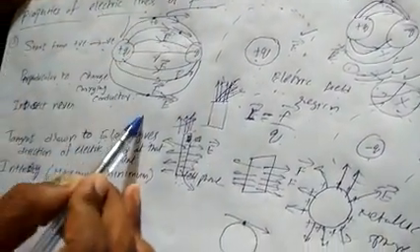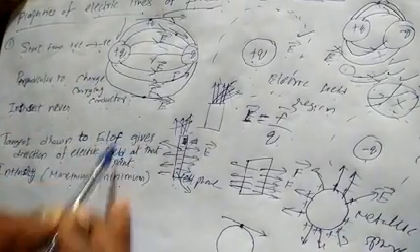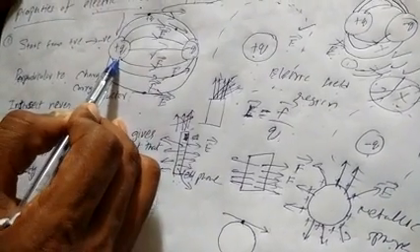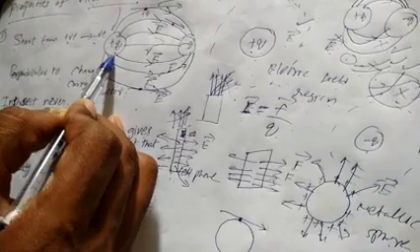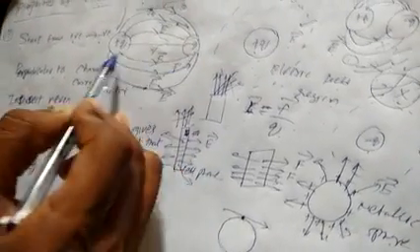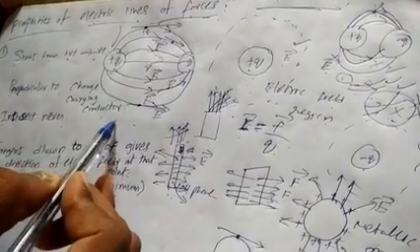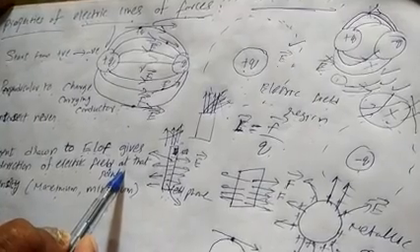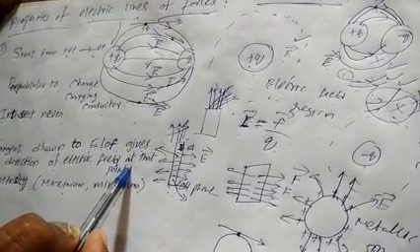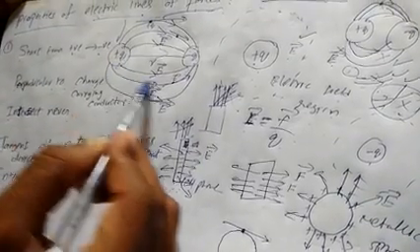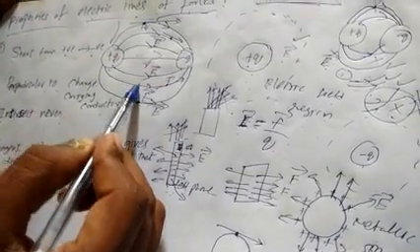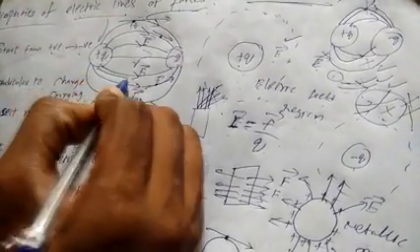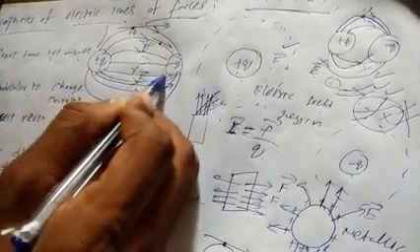If you take at this point, the electric field lines are minimum. At this point, electric field lines are maximum. Why? Because the intensity of electric lines of forces is maximum when they are closer, and minimum when they are loosely packed. This is very, very important. If the electric lines of force are closely packed, then the maximum intensity takes place. Here there are more electric lines of force present.